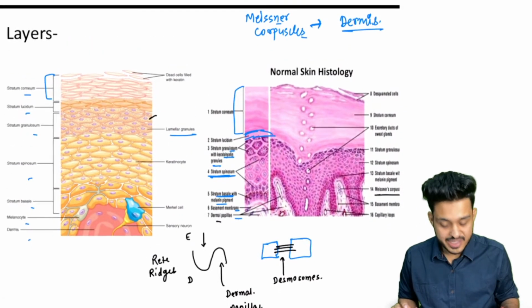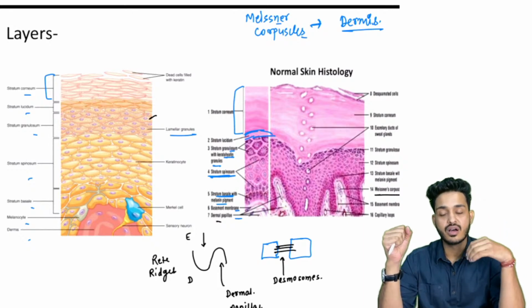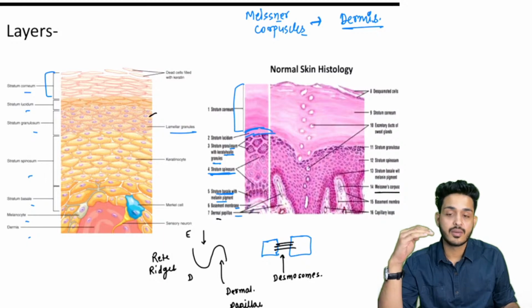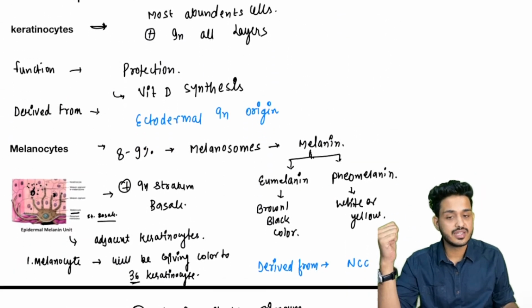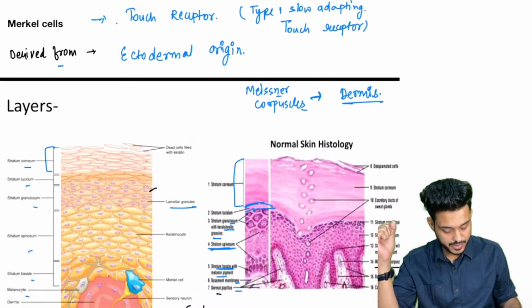Till now we have seen what the different layers are and how they are differentiated. Second thing we have seen, we are having four types of cells. We have seen all four types of cells. These are your keratinocytes, melanocytes, Langerhans and Merkel cells. Important stuff completed, right?